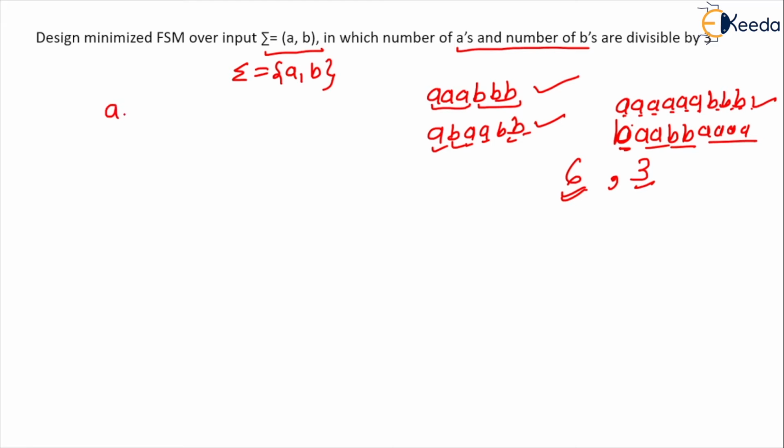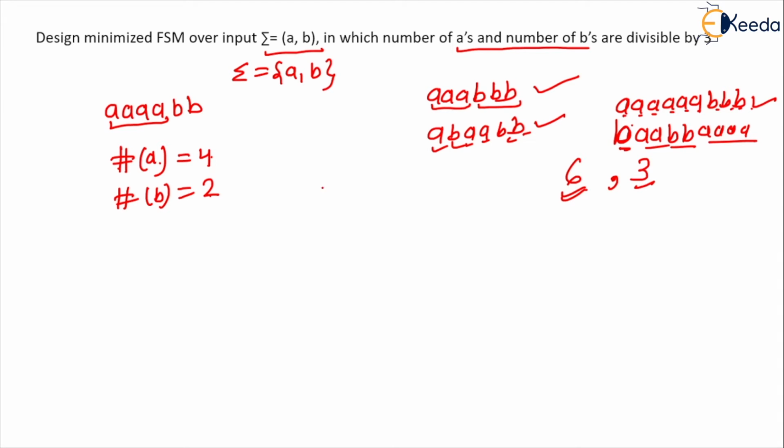Now if we write a string like this, the length of the string is 6, total characters is 6, but the count of A is 4. So the number of A is equal to 4 and the number of B is equal to 2. So neither A nor B is divisible by 3. Got it? That's why this string is not accepted by the finite state machine.